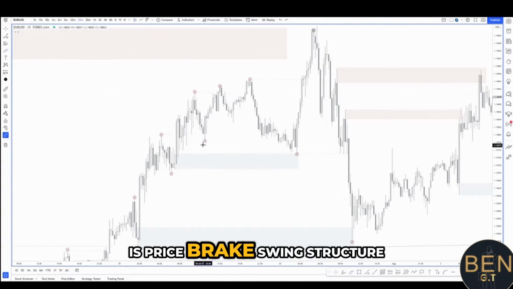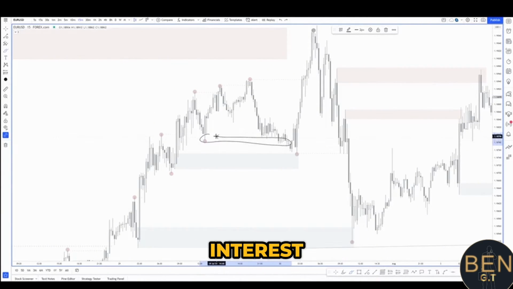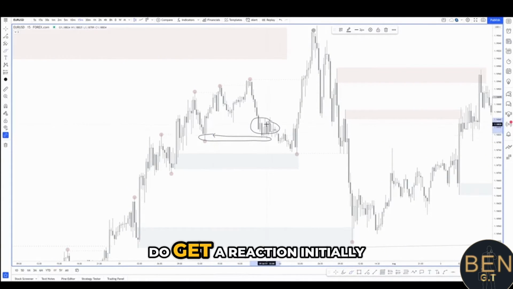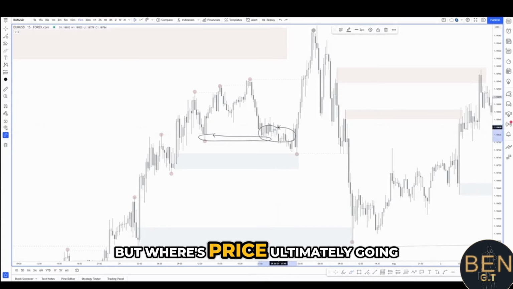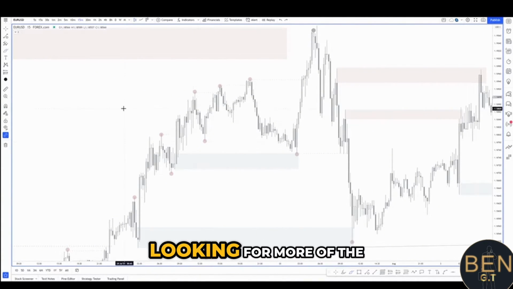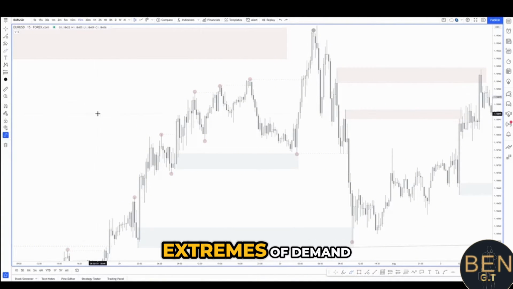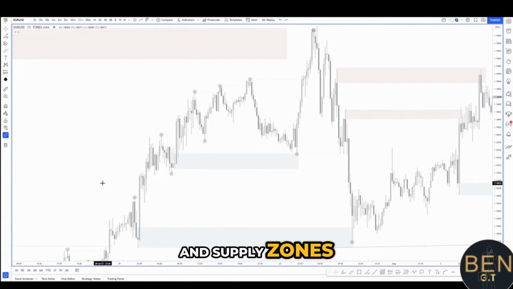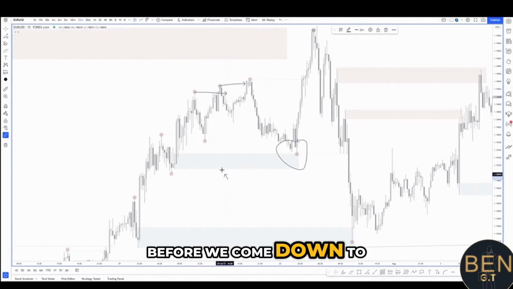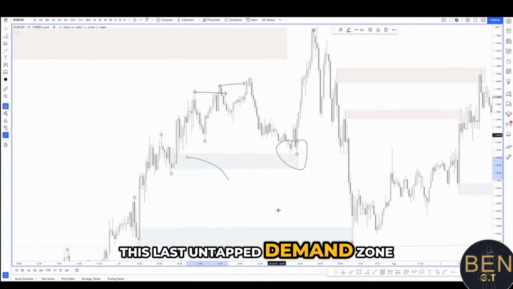is price breaks swing structure. We create a point of interest. I'll just do that. A little demand zone. What we can see is we do get a reaction initially, but where's price ultimately going? And this is where it comes back to the combination of looking for more of the extremes of demand and supply zones. This is a little bit more complex, I'll admit, because we continue to break structure to the upside before we come down to this last untapped demand zone.